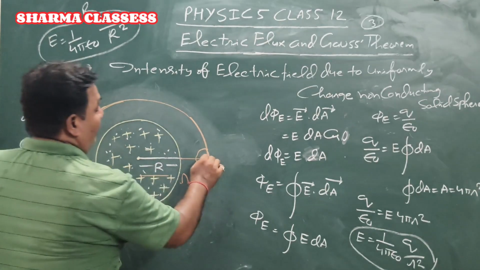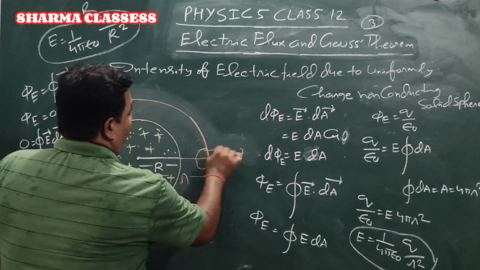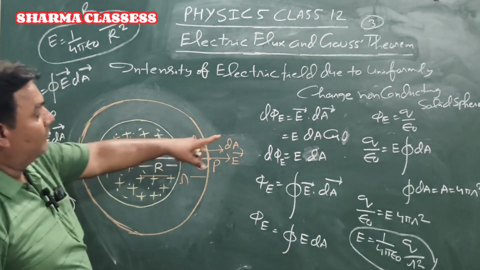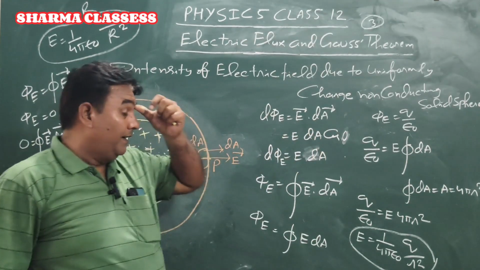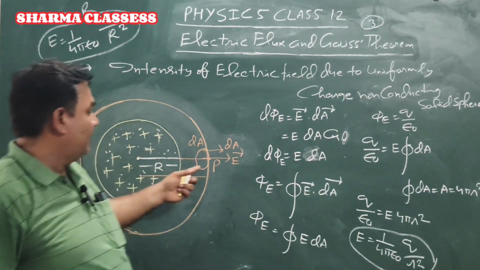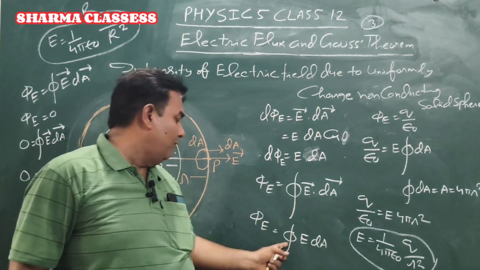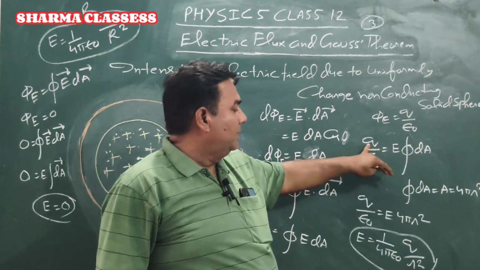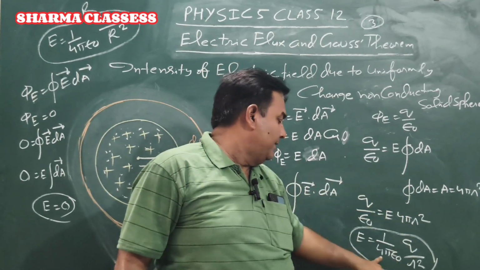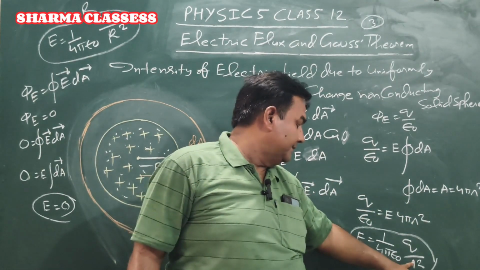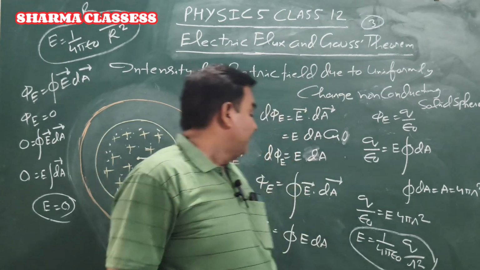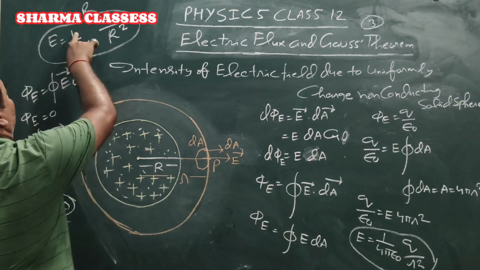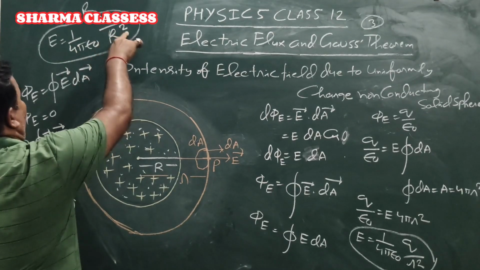See the direction of the electric field. The direction of the electric field is this, and the area vector is this, dA. So the electric flux passed through this small area, d phi is equal to E dA cos 0, which is E dA, and the electric flux through the whole area is phi equal to E dA. By the same proof, and by Gauss theorem, phi is equal to Q upon epsilon 0. Putting the value, we find the intensity of electric field outside the non-conducting sphere, and on the surface where small r is equal to capital R, E is 1 upon 4 pi epsilon 0 Q upon r square.